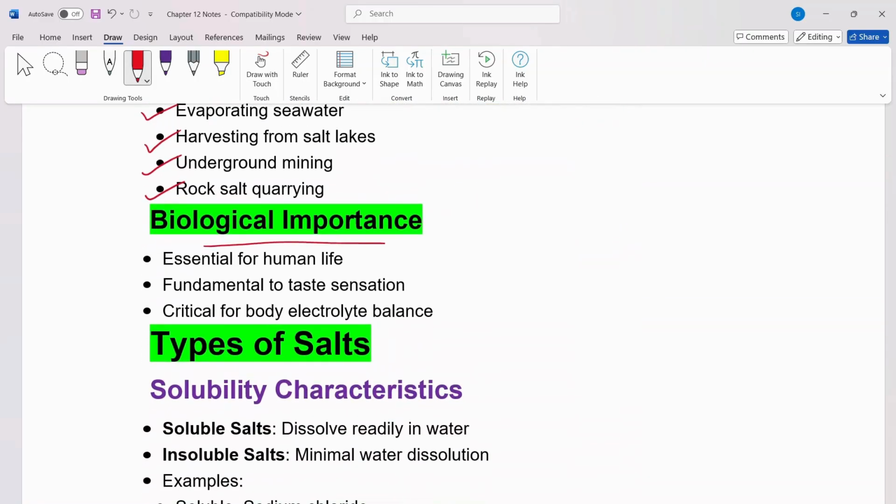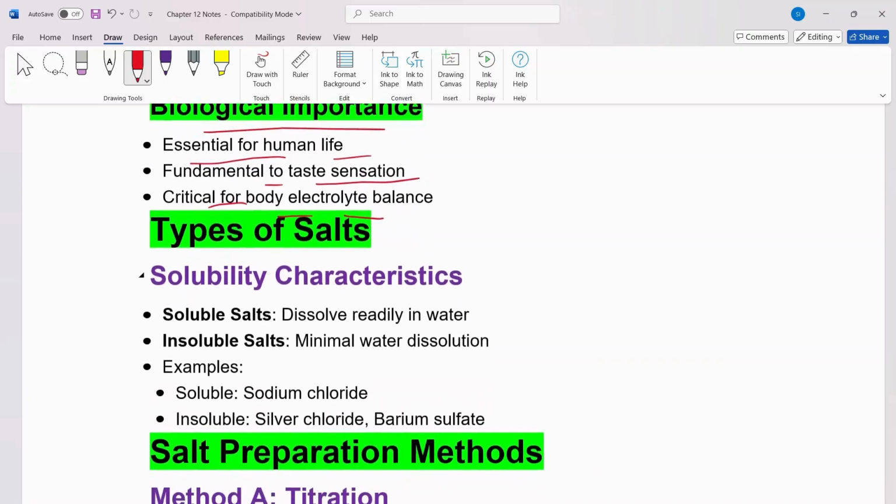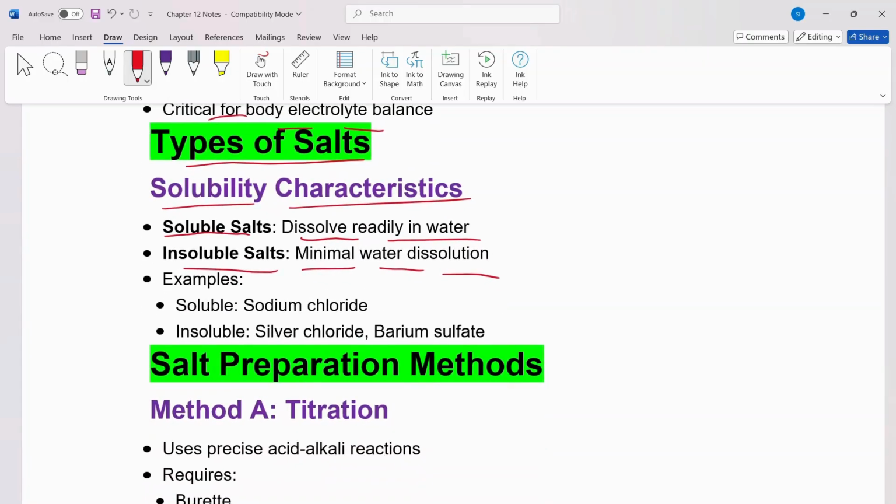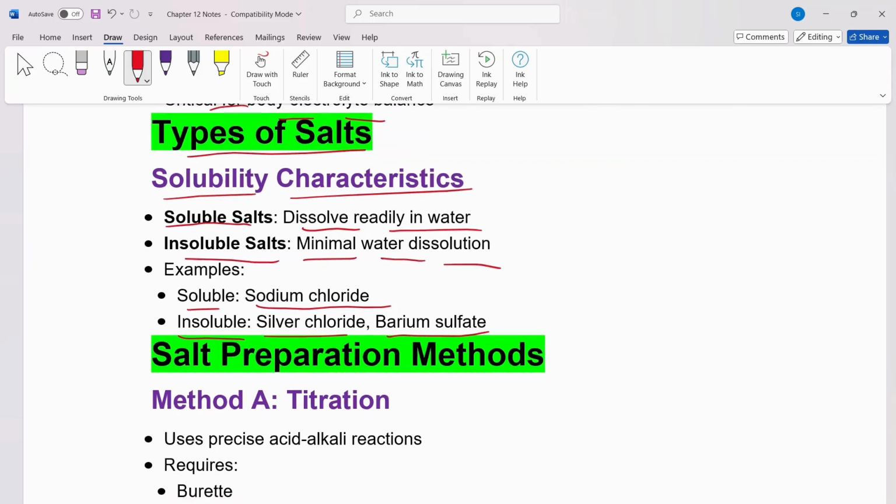Biological importance of salt. It is essential for human life, fundamental to taste sensation, critical for body electrolyte balance. Types of salt can be determined based on their solubility characteristics. Soluble salts dissolve readily in water, while insoluble salts have minimal water dissolution. An example of a soluble salt is sodium chloride, and for insoluble salts we have silver chloride, barium sulfate, etc.